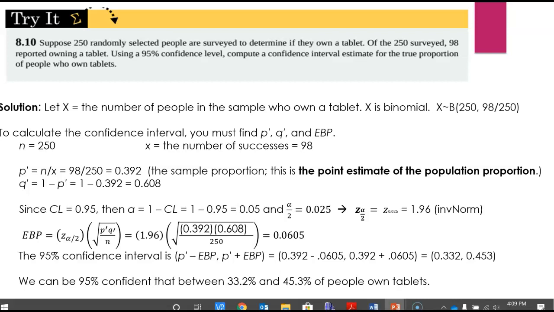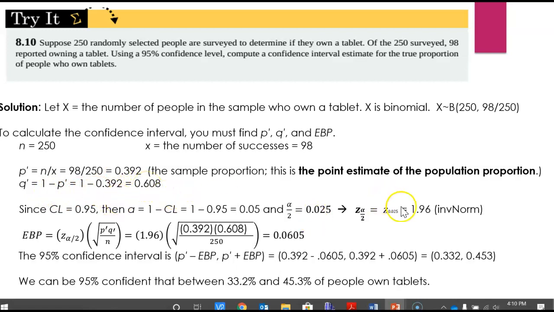To calculate the confidence interval, you must find p prime, q prime, and EBP. So again, for this one, very similar calculation. N is 250. X is the number of successes, 98. P prime is x divided by n, which is 0.392. Q prime will be 0.608.